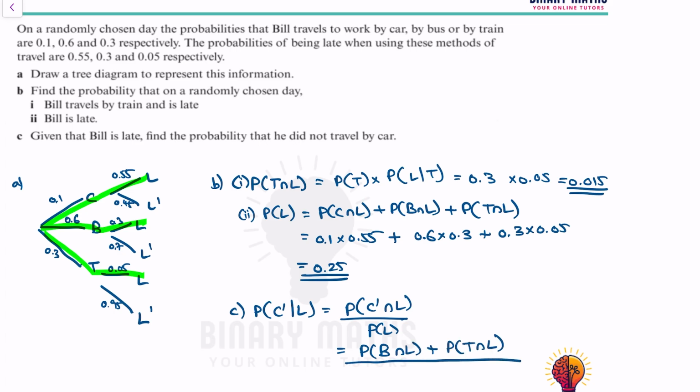All over probability of late, we've already worked it out in part 2. So bus and late is 0.6 times 0.3 plus taxi and late is 0.3 times 0.05, all over probability of late, which is 0.25, we've already worked it out from part 2, which gives us a value of 0.78.